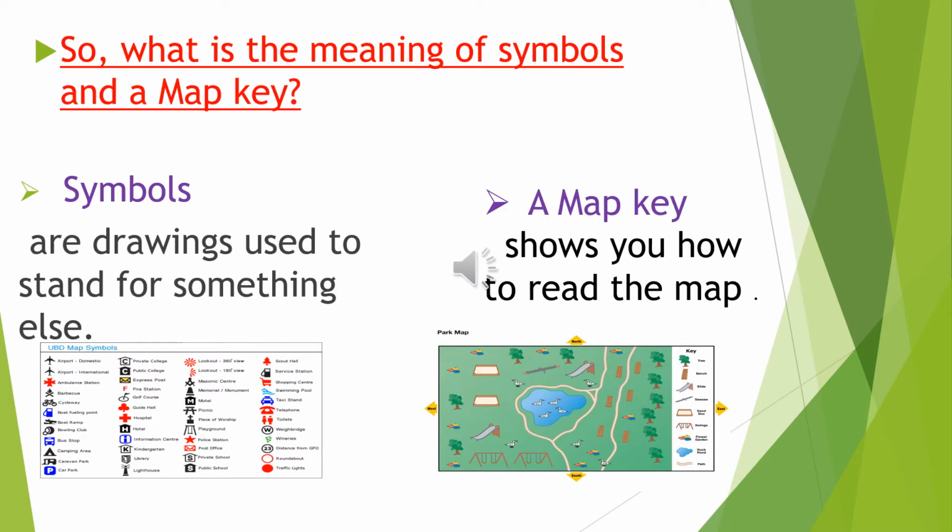Okay, now let's move to the meaning of symbols and a map key. What is the meaning of symbols and a map key? Number one, symbols. Symbols are drawings that are used to stand for something else. And a map key shows you how to read the map.